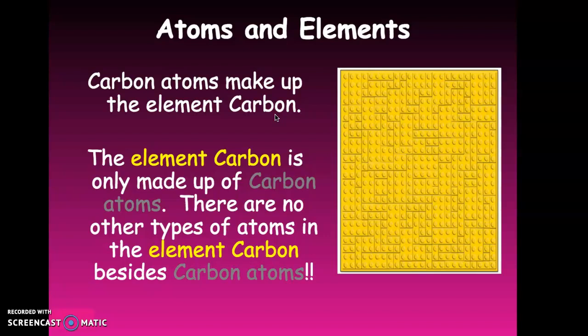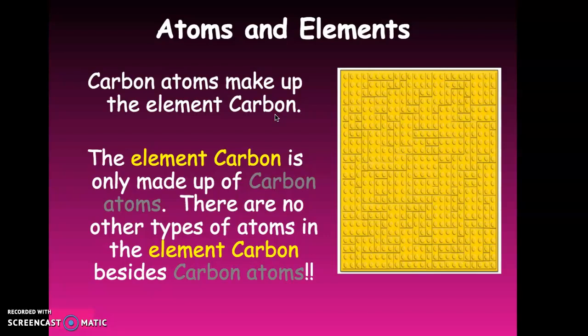Atoms and elements continued. Carbon atoms make up the element carbon. The element carbon is only made up of carbon atoms. There are no other types of atoms in the element carbon besides carbon atoms. That means that if I were to find pure carbon, it would only be made out of carbon atoms. I want you to think of a salad with just lettuce. So we don't have any tomatoes in it, we don't have any salad dressing, it's just lettuce.